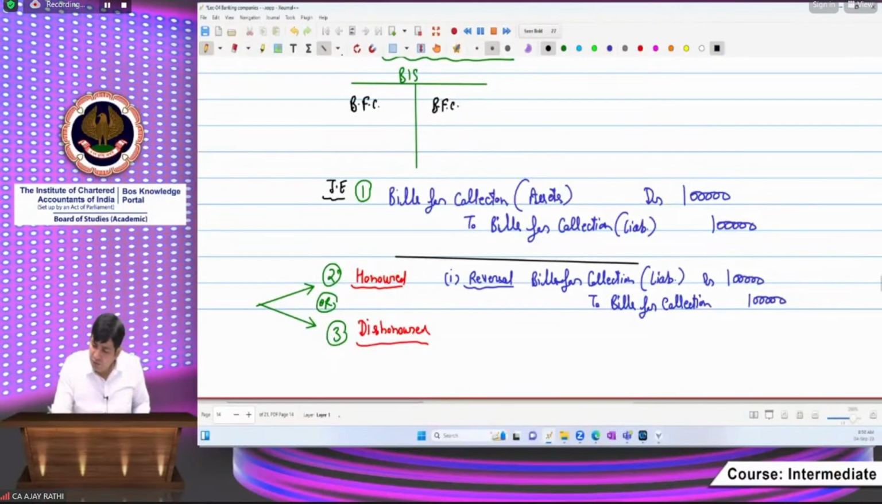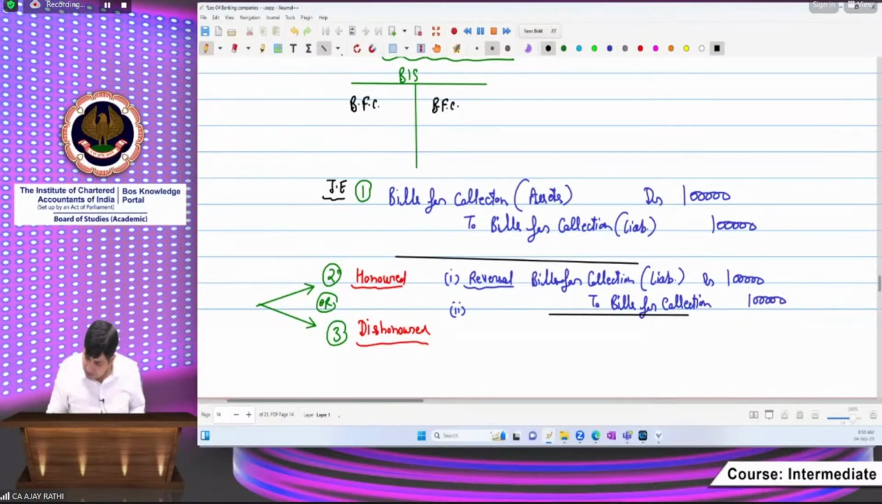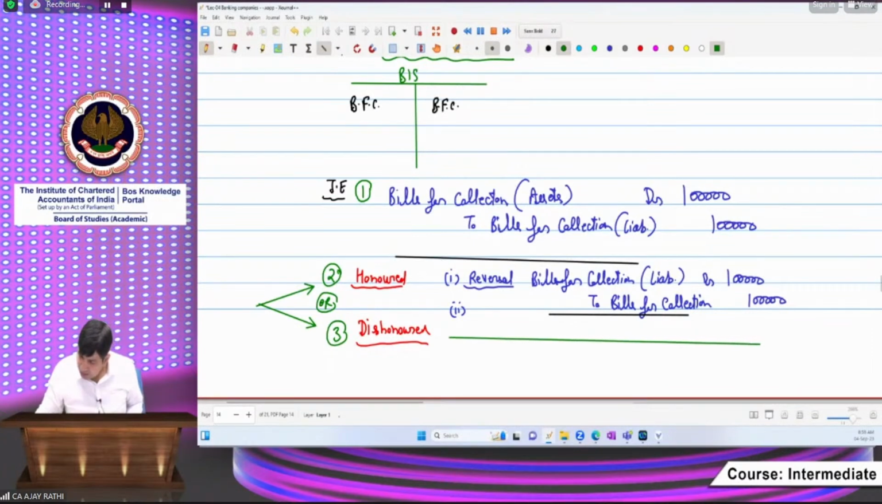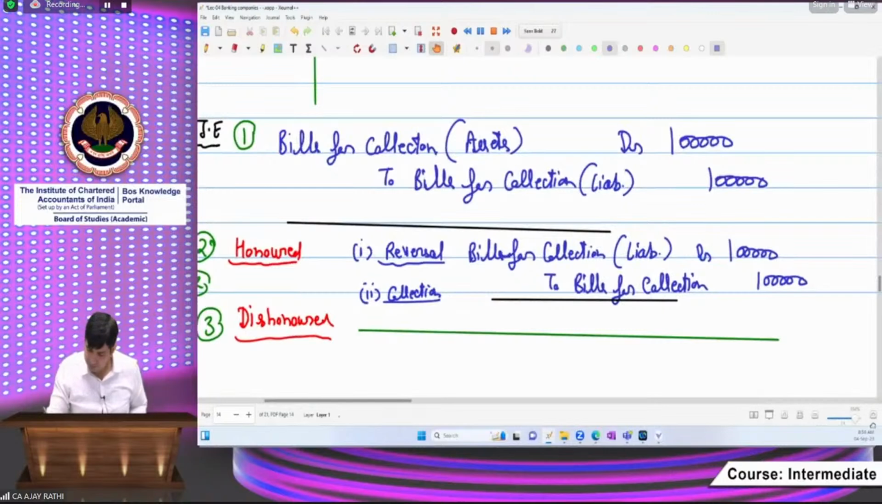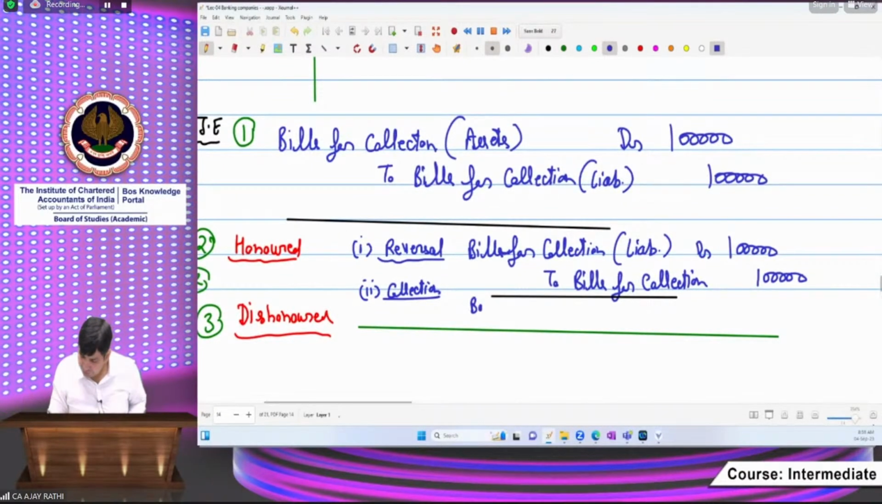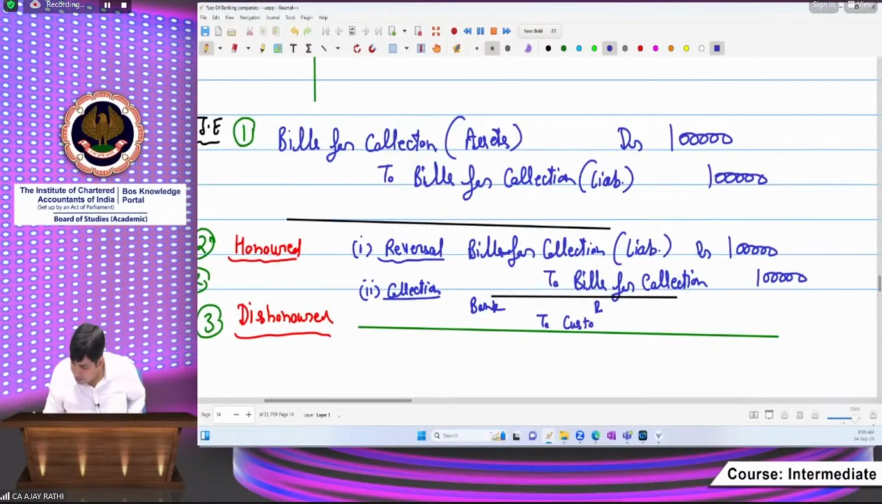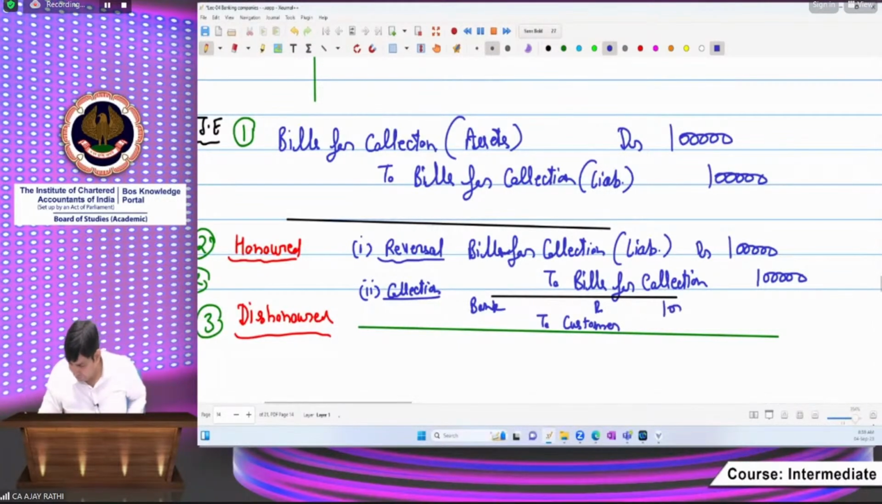And now what we have to do, since the payment has been received, what will the entry be? Sir, the second entry. In case of honor, we are discussing here. Another entry will be there: for collection, that is bank account debit to customer. You know, the bank has received money on behalf of the customer. If such collection was made, that's another thing. The commission entry will be different.